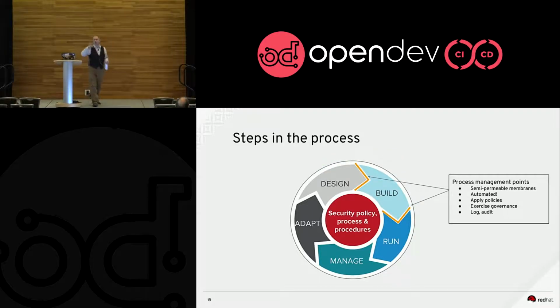So what we've got is management points through the process where we can actually do stuff. Think of them as semi-permeable membranes. Stuff can pass if it's the right stuff. It's all automated. It's a chance for us to apply policies, and I'll come back to policies in a minute, exercise some of the governance stuff, and log it. Log it, log it, log it. I'll come back to audit, because logging is not the same as audit, but there's some interesting stuff we can think about doing.